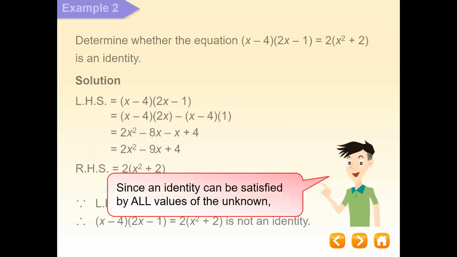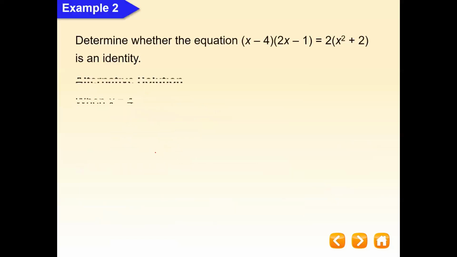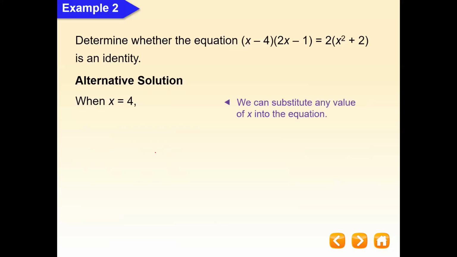Since an identity can be satisfied by all values of the unknowns, by finding a value of x that does not satisfy the equation, we can also prove that the equation is not an identity. Alternative method. Choose a value for x. Of course, we can substitute any value of x into the equation as you choose. This time we choose x equals 4.